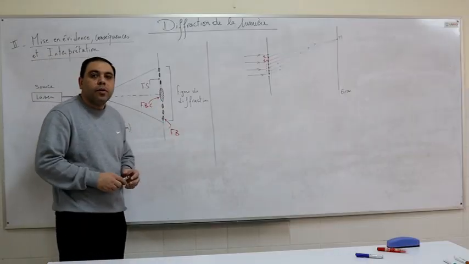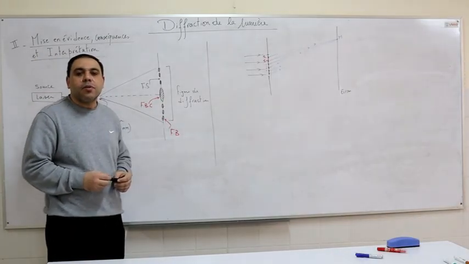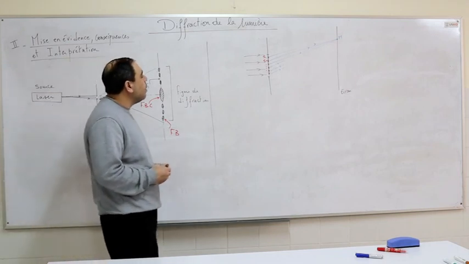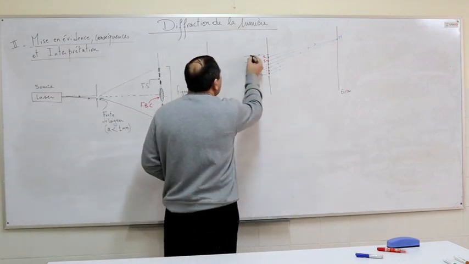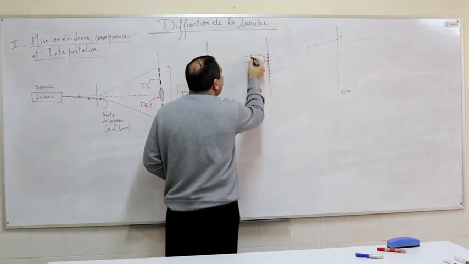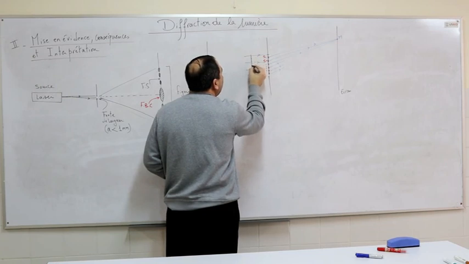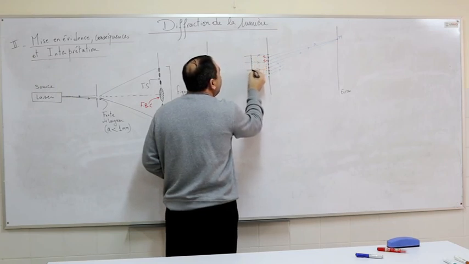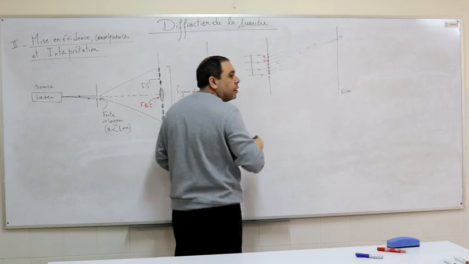To interpret the formation of bright and dark fringes, we use Huygens' principle. Huygens' principle says that a wavefront is formed of infinite punctual or point sources that are synchronous and coherent.